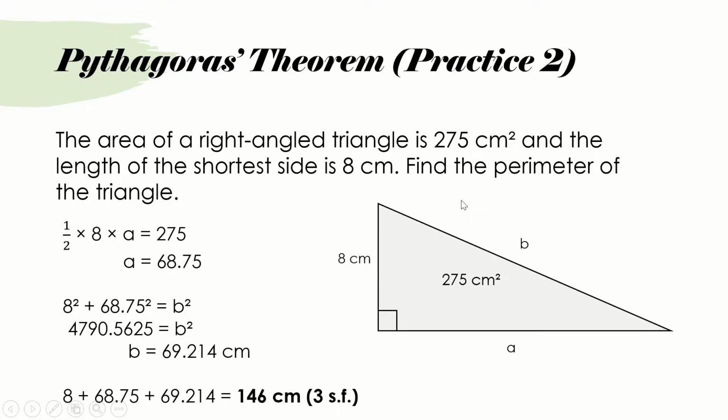The final answer, you got to find the perimeter of the triangle. So when you add all the sides together, you will get 146 centimeters. And this is correct to 3 significant figures.